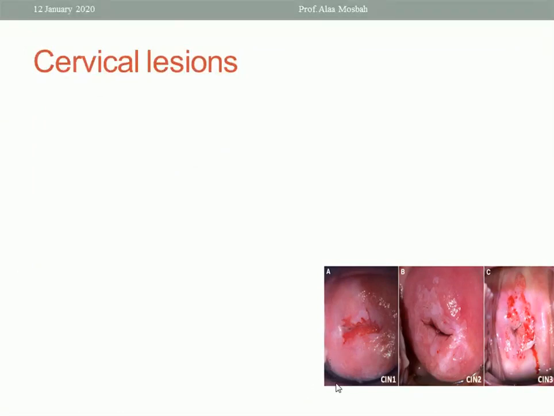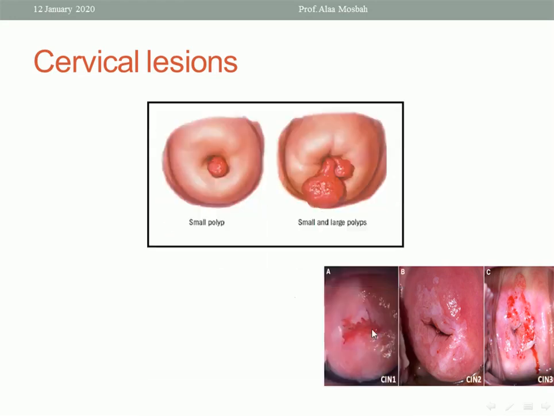I want to let you see some cervical lesions, some examples. This is CIN. This is a CIN1, as you see, the acetowhite areas here. This is CIN2. This is CIN3. This is cervical intraepithelial neoplasia, which is precancerous and can change to cervical carcinoma in later life. So it's important to diagnose this case early.